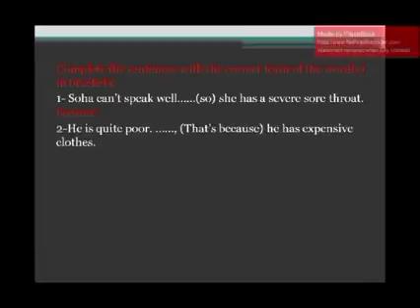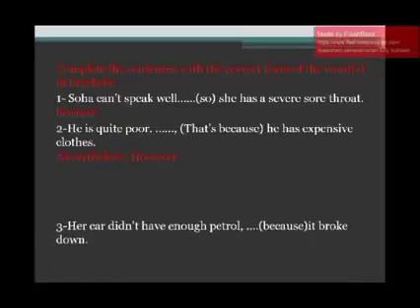Number 2, he is quite poor. That's because he has expensive clothes. He is quite poor. That's because he has expensive clothes is incorrect. Here we can see the contrast. He's quite poor and at the same time he has got expensive clothes. So we should use something that indicates contrast, like nevertheless or however. Both are right.